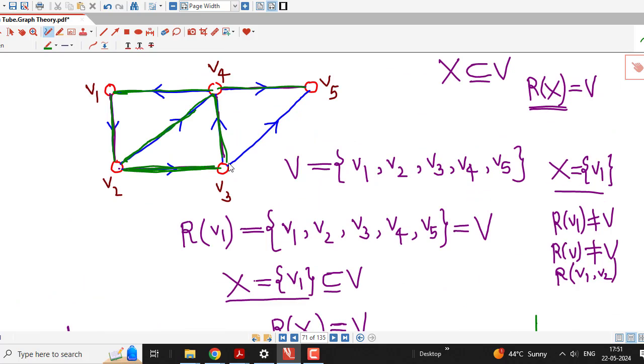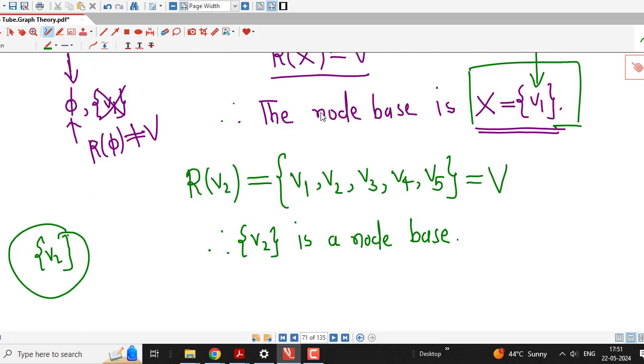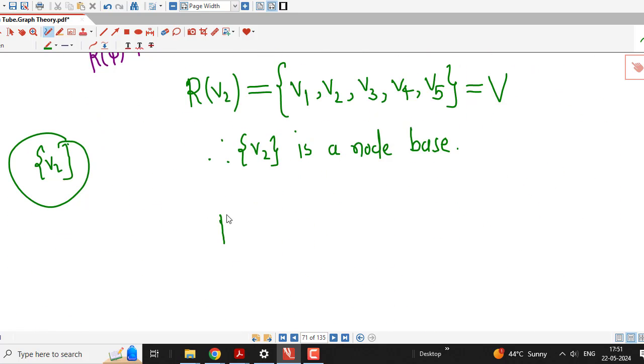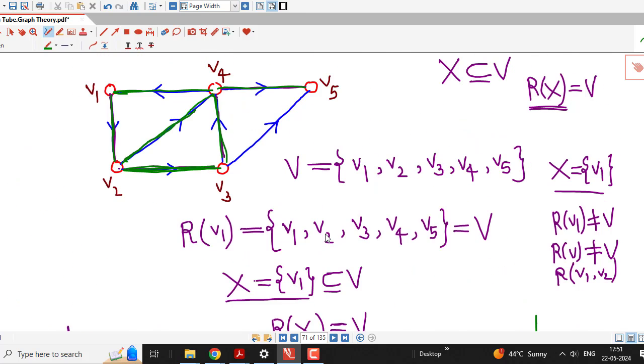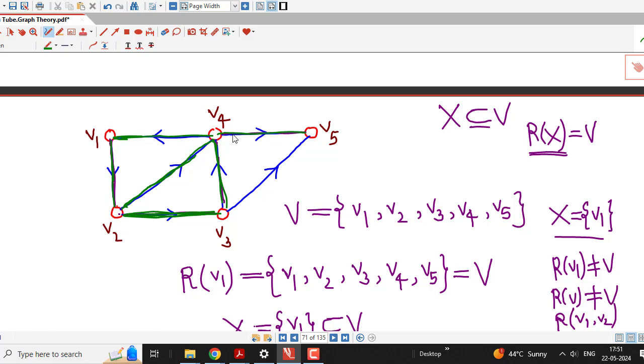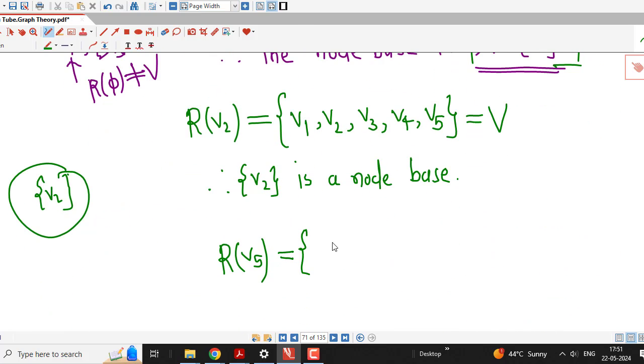And if we check for V5, suppose we check for reachable set of V5, then we can see that there is no edge going out of V5. So the only vertex which is reachable from V5 is V5 itself. So here we obtain V5. This is not equal to V. So set containing only V5 is not a node base.